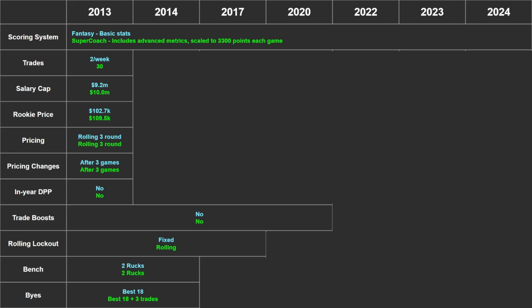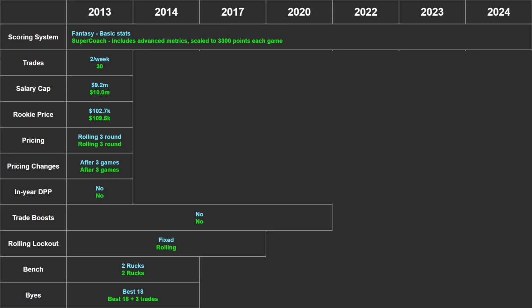Salary caps have also been different between the two games, with SuperCoach consistently fixing itself at 10 million a year for us to spend on our players, while AFL Fantasy adjusted to mirror the real salary cap for the AFL, which means that it adjusts each year in line with what the real teams have for salary caps at disposal. Next up, we have the rookie prices.